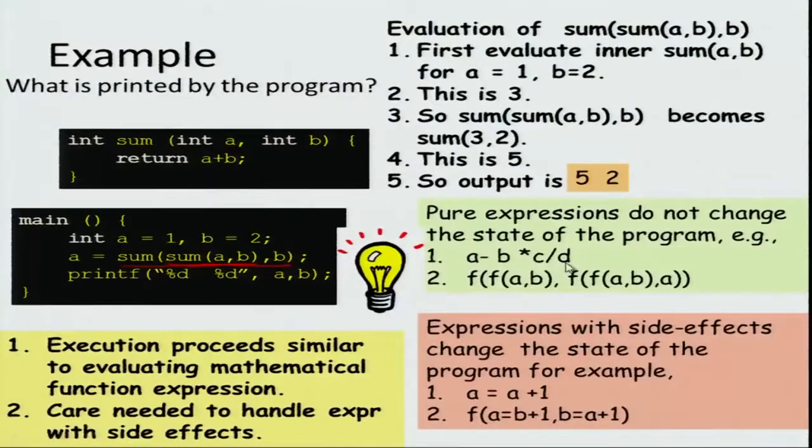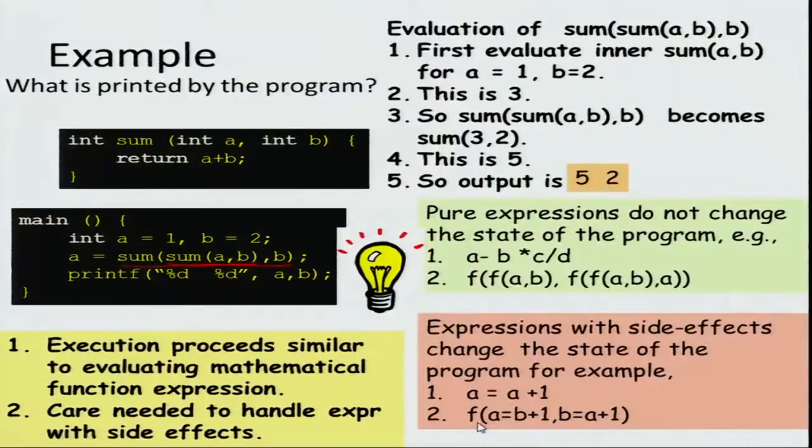Contrast this with previous expressions like a minus b star c slash d. You can see that unless you assign it to something, no variable's value is changing. It will just be evaluated and the value will be returned. Here the value will be returned, also the variable a is changing.